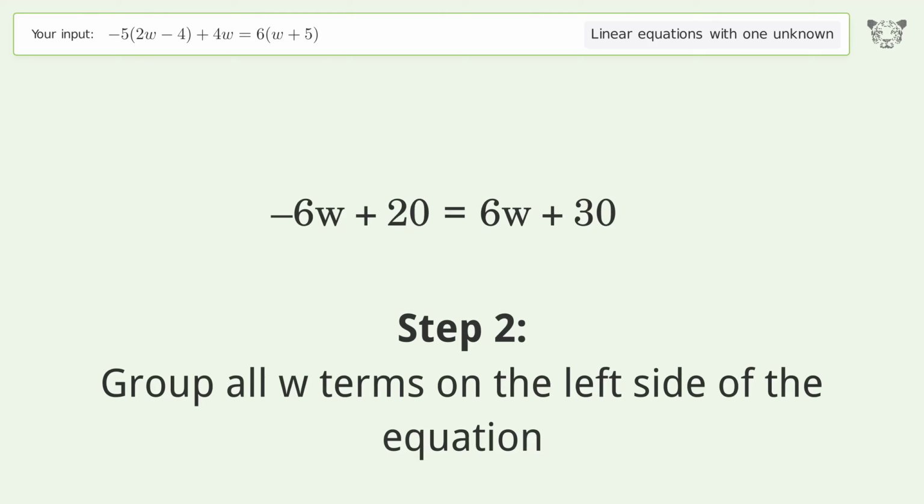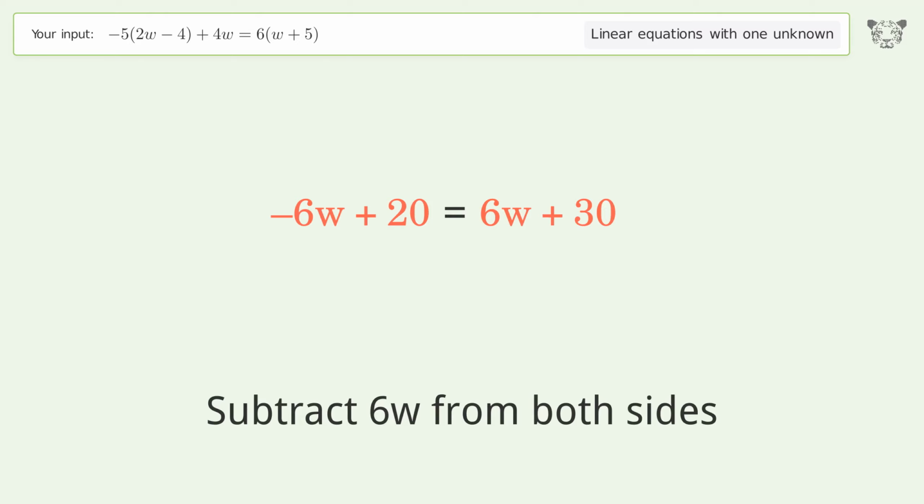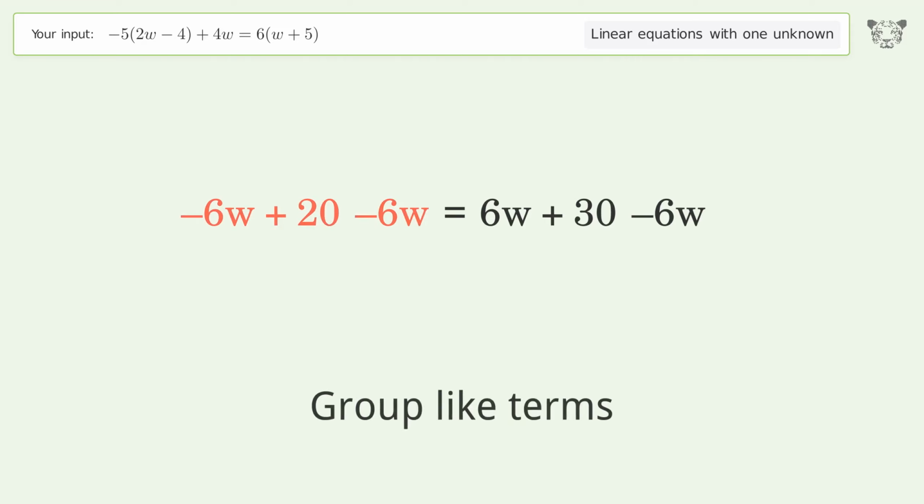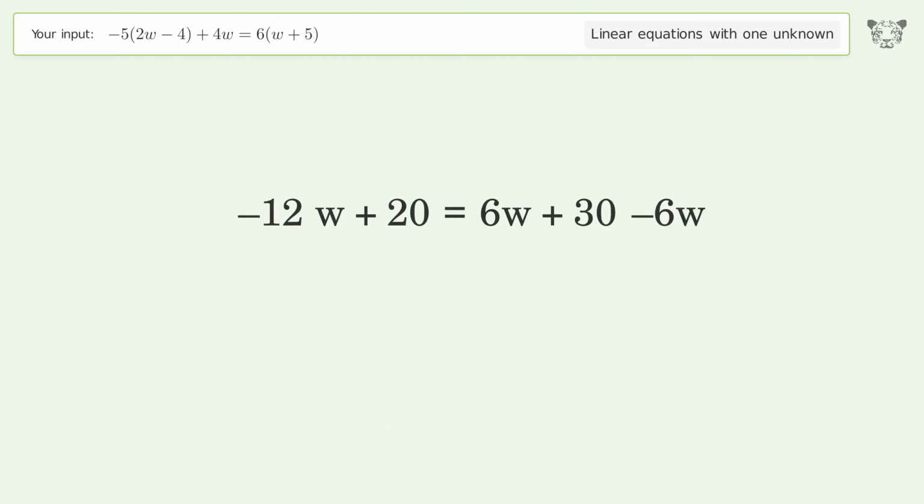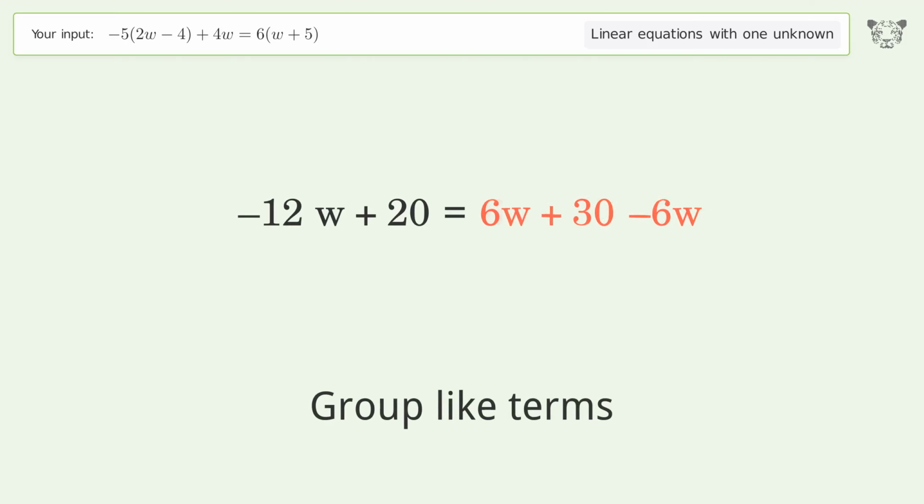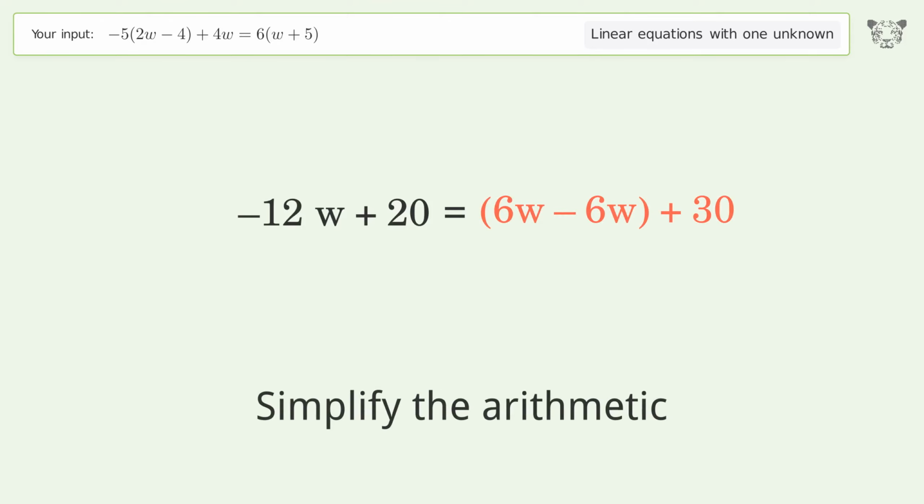Group all w terms on the left side of the equation. Subtract 6w from both sides. Group like terms. Simplify the arithmetic. Group like terms. Simplify the arithmetic.